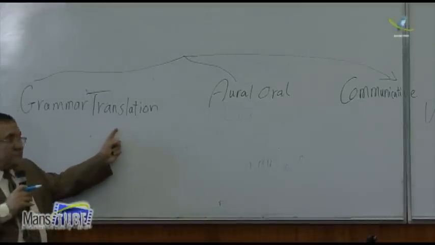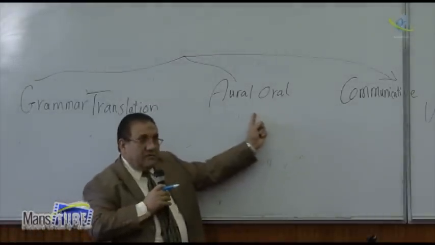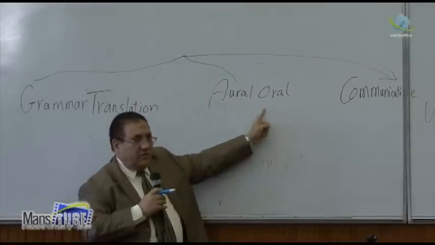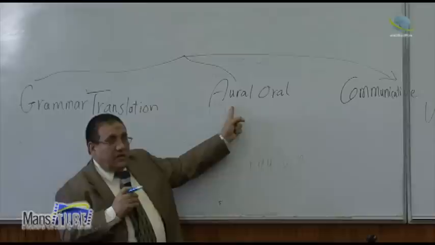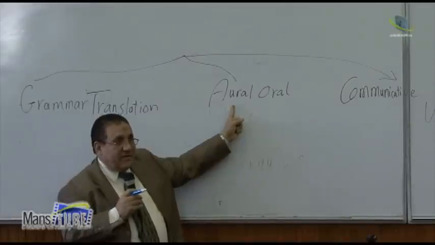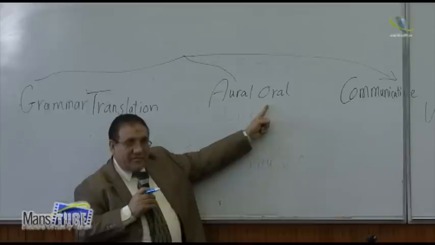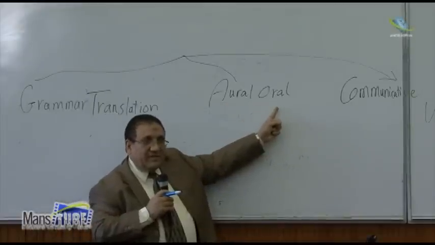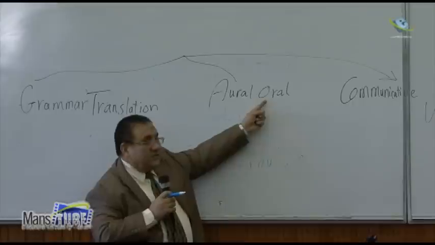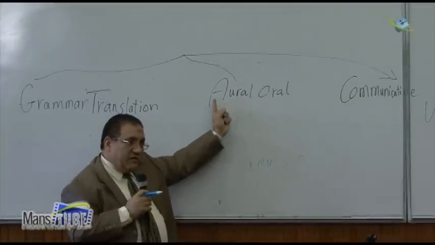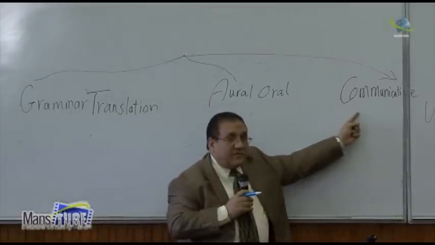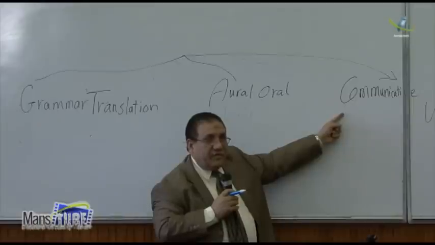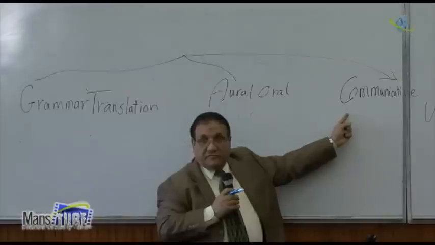Grammar translation, oral. By the way, oral and aural are homophones, the same sound. But the first, aural, is related to listening, and the second, oral, is related to speaking. And the third one is communicative. Notice how I'm saying it, communicative. Please don't mispronounce it.